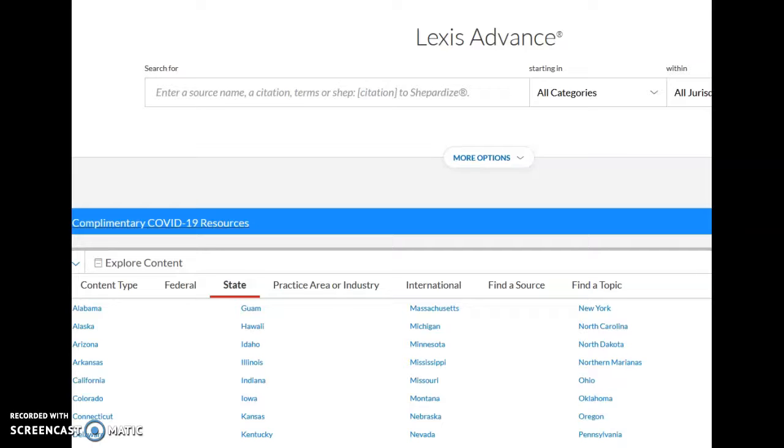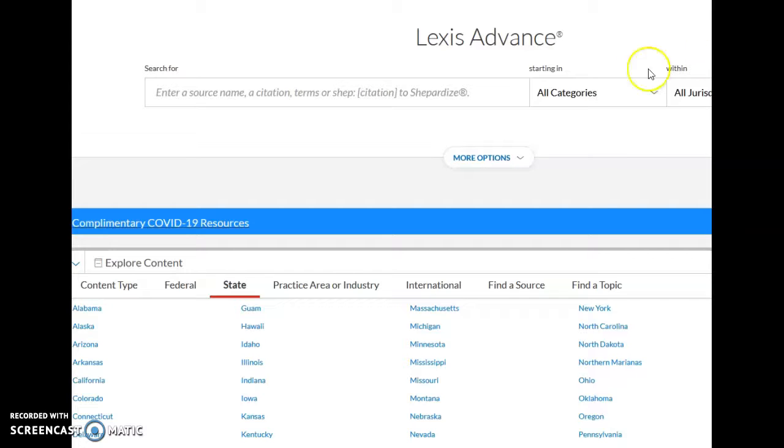Advance. So you'll learn in the lecture materials that the reason we shepherdize is to make sure that a court case that we're relying on for our research is still good law. In other words, we need to be sure that the court case has not been overruled in some way. So the only way to do that for electronic materials is to shepherdize it. And that is what we're going to do.